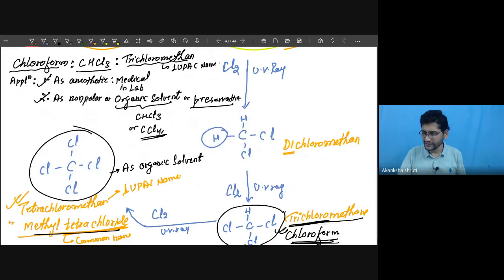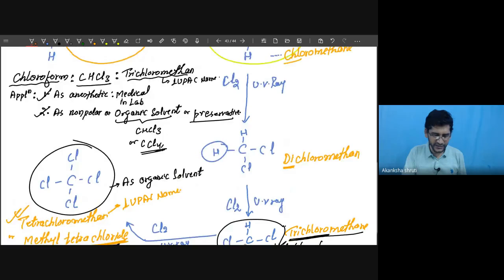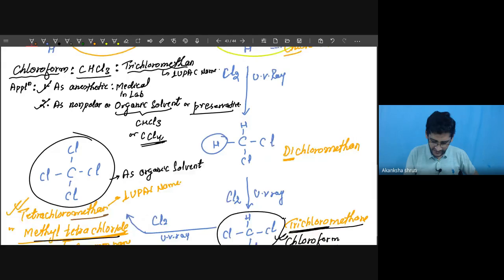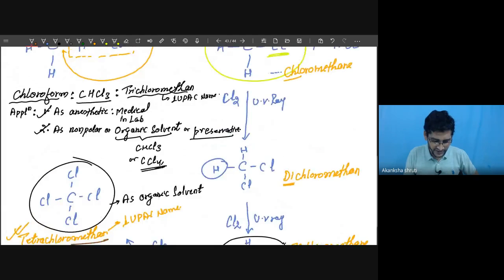Trichloromethane has the common name called chloroform. Chloroform is very important. It is used as anesthesia for anesthetic purpose, as well as an organic solvent for dissolving organic compounds, or as a preservative for organic things. Next one is carbon tetrachloride or tetrachloromethane. Tetrachloromethane is the IUPAC name, and carbon tetrachloride is the common name mostly for this.